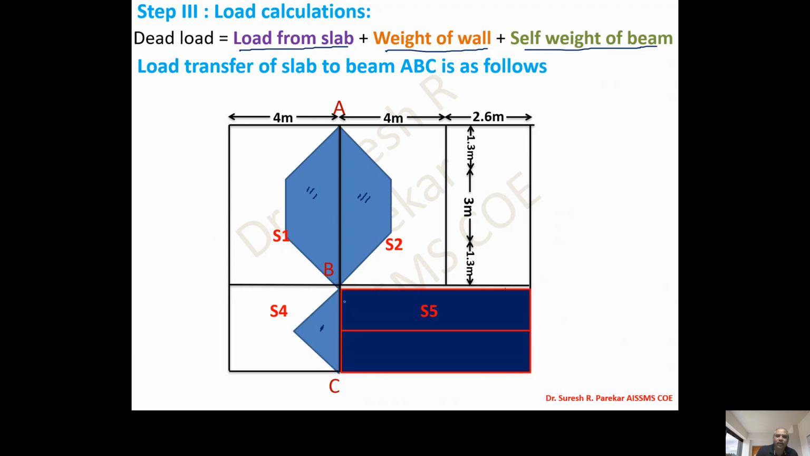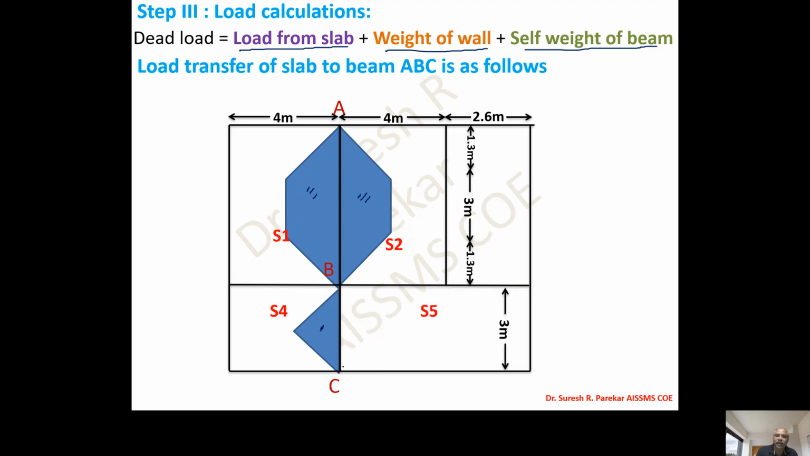Now for S5 we have a one-way slab. The load of a one-way slab will be half on both longer spans. We do not have any load on the shorter span, so we do not have any load there from S5. So we have from S1, S2 on AB and from S4 on BC.